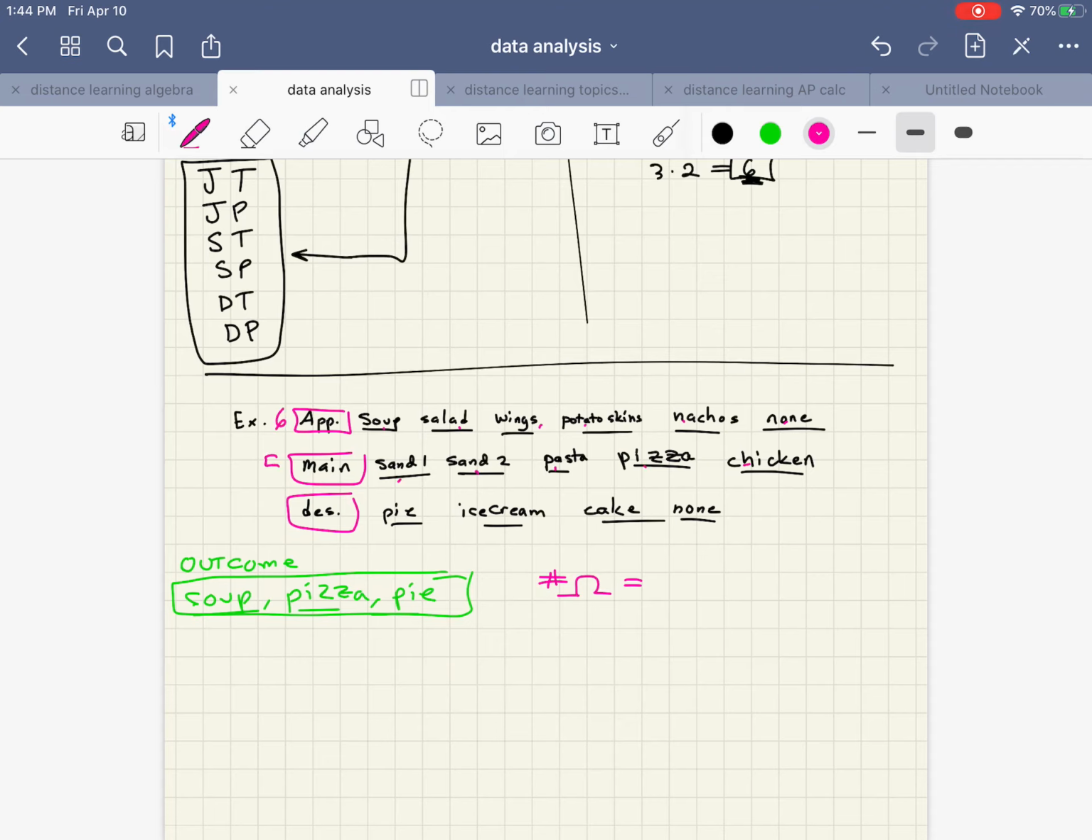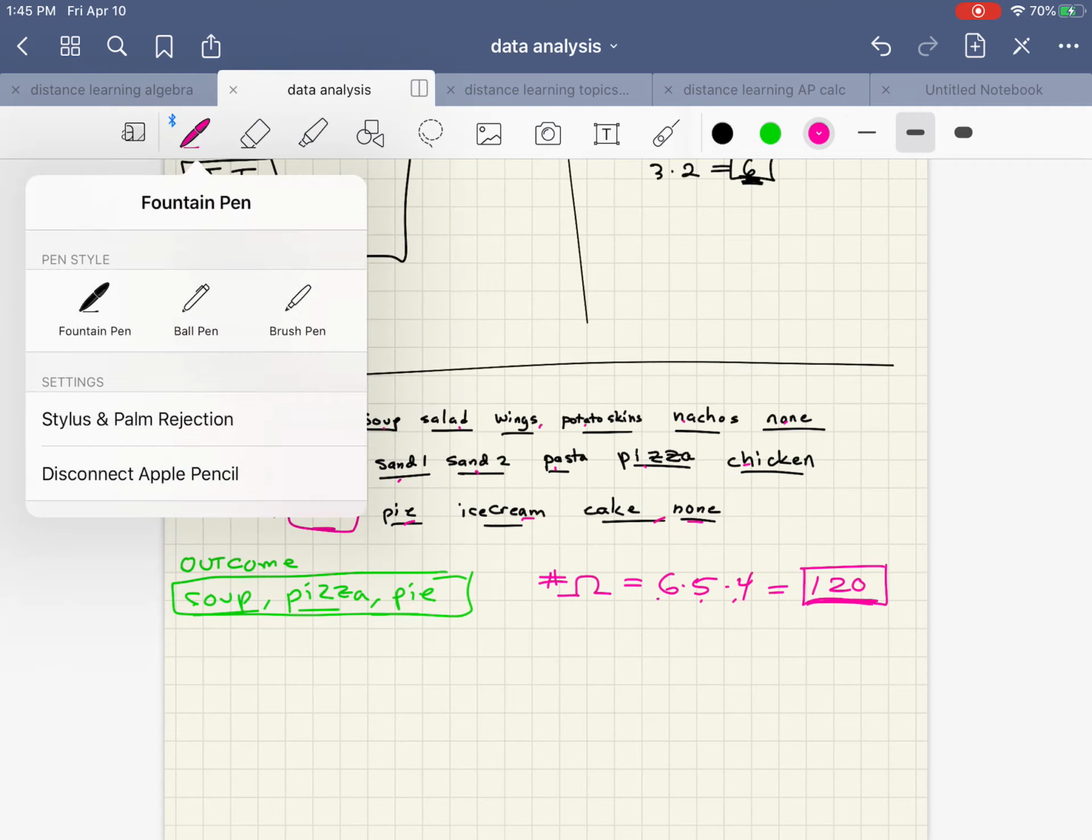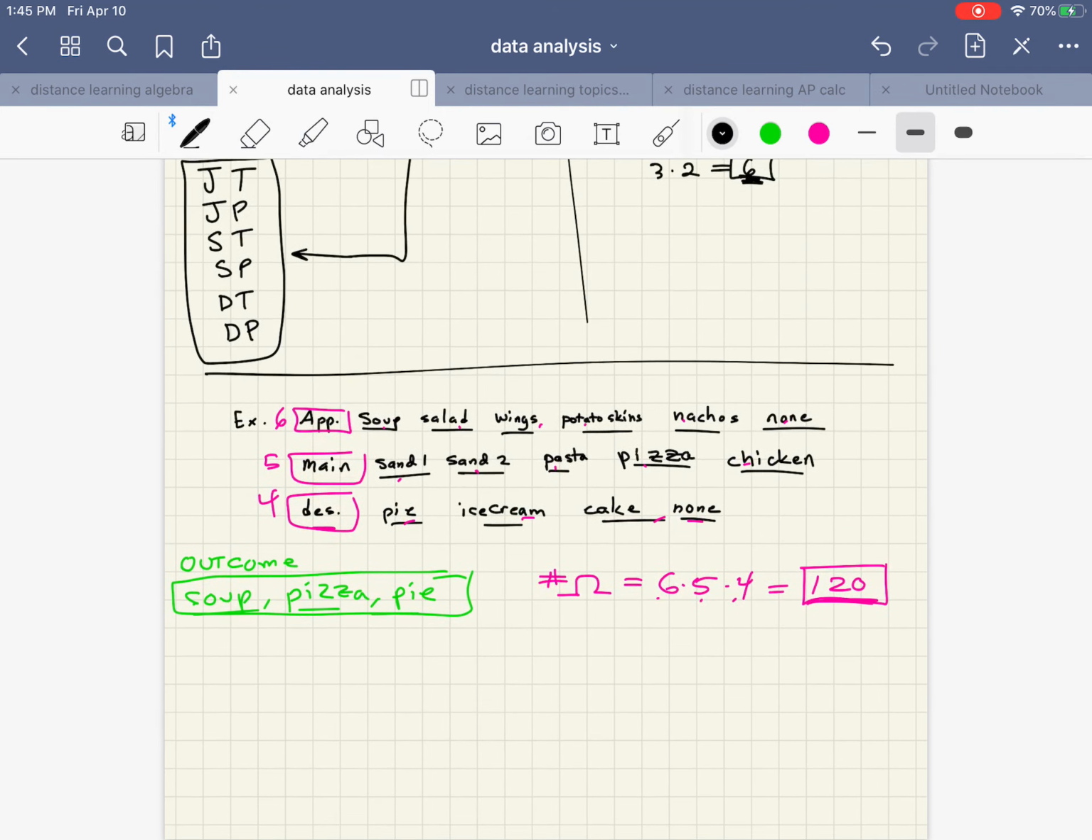Well, let's see. There's 1, 2, 3, 4, 5, 6 options for appetizers. 1, 2, 3, 4, 5 options for a main. And then dessert, there are 4. So in order to calculate the number in the sample space, 6 times 5 times 4, 30 times 4 is 120. So at this restaurant, it's obviously imaginary, there are 120 options for outcomes. And that's a quick use of the fundamental counting principle. Just tally up each group, multiply them together, and you have your answer.